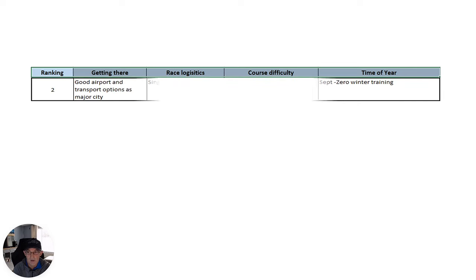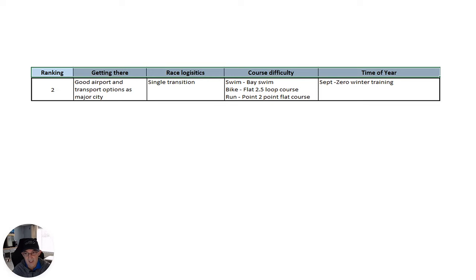Okay, number two, we have, again, it's in a major city, so its transport options are good. Single transition, also again, minimizes the stress. It's a bay swim. It's meant to be a little bit more difficult than, say, Santa Cruz, but the bike is very flat. It's a 2.5 loop course. The run is a point-to-point flat course, which is actually unusual for a 70.3, but it also means that when you see who's in front of you, you've got exactly who you need to chase down. Again, in September, so zero winter training, which is key.